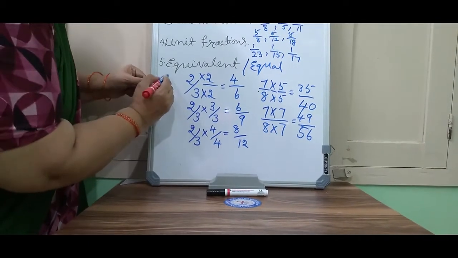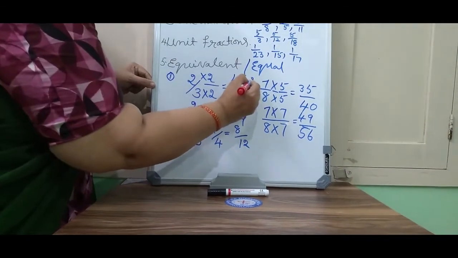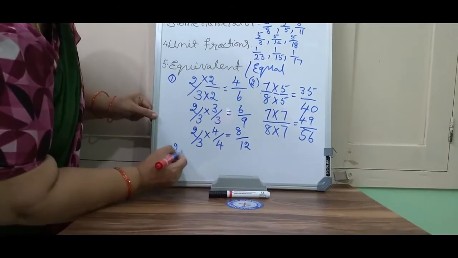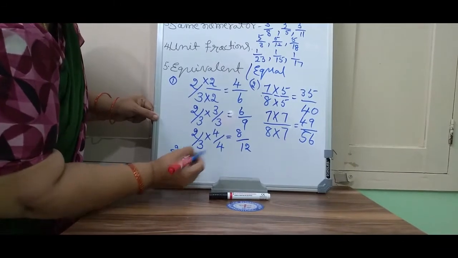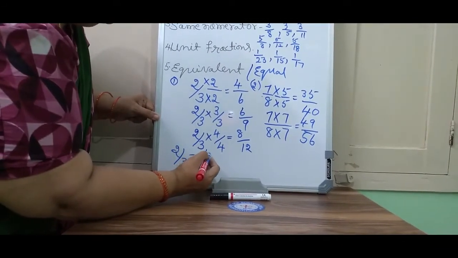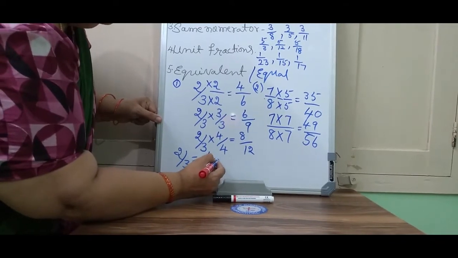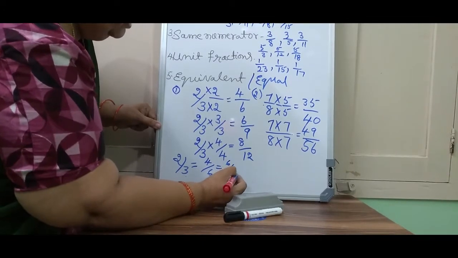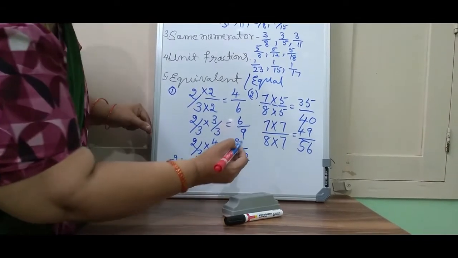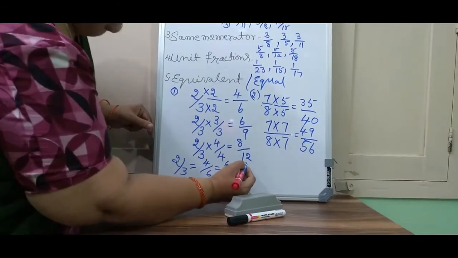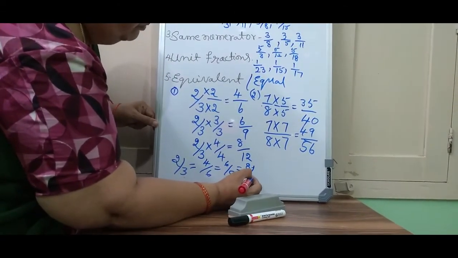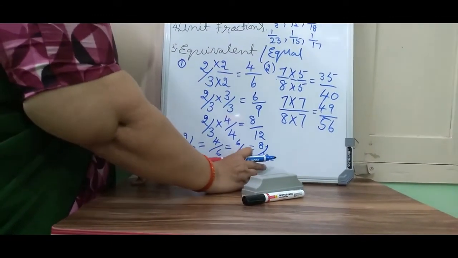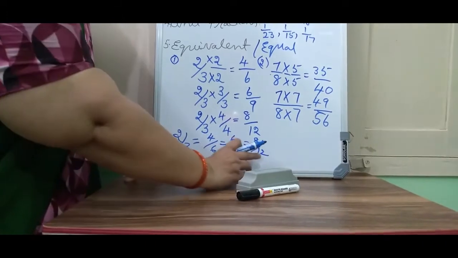See, this is the first example and this is the second example. In the first example, you can observe the original fraction was 2 by 3. This is equal to 4 by 6, and this is equal to 6 by 9, and again 8 by 12. So 2 by 3, 4 by 6, 6 by 9, 8 by 12 all are equivalent fractions.